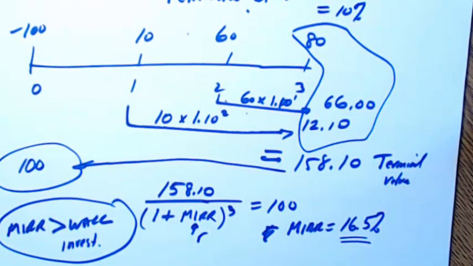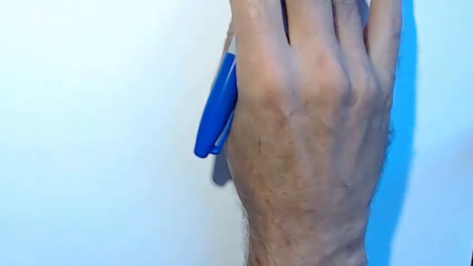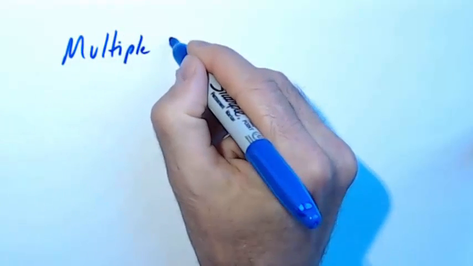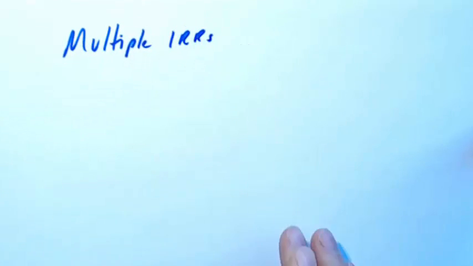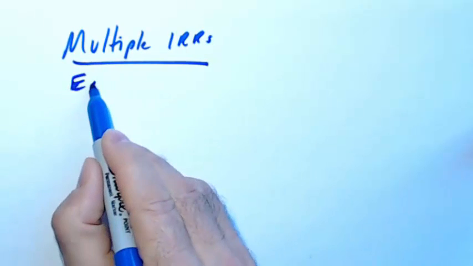There is another problem with internal rate of return, and let me show you. There's another problem that you wouldn't realize either, and that has to do with multiple internal rates of return. Multiple IRRs. Now, what does that mean? Well, let me discuss this and use an example.